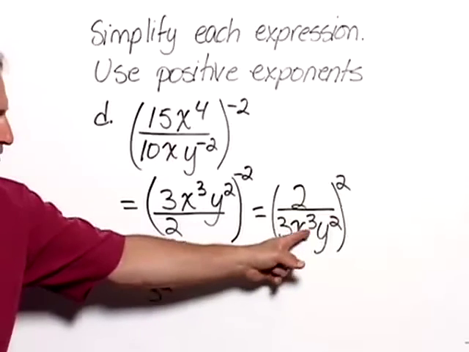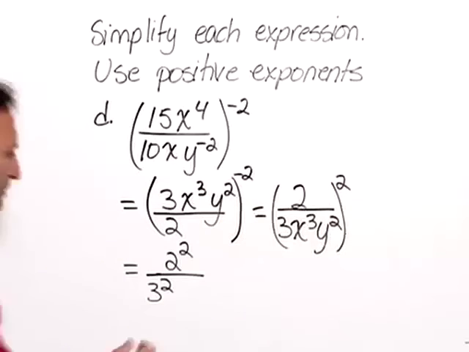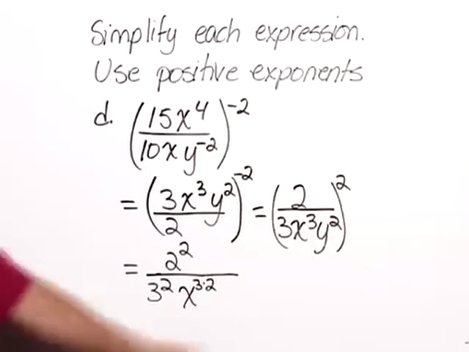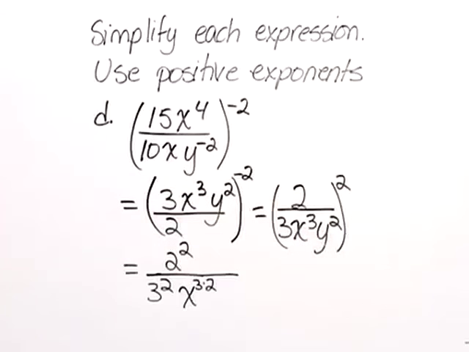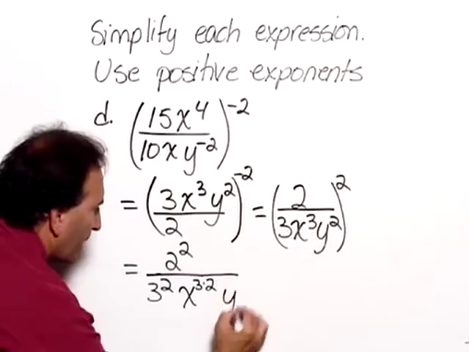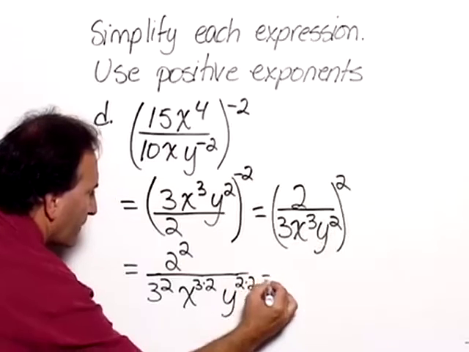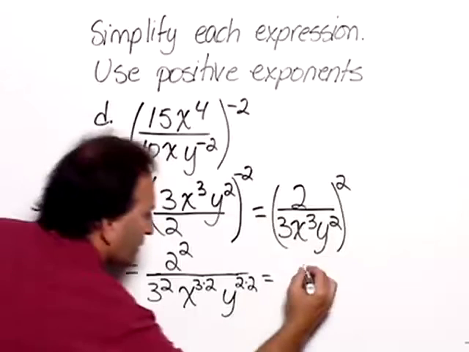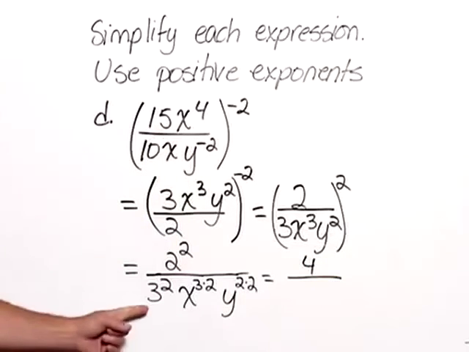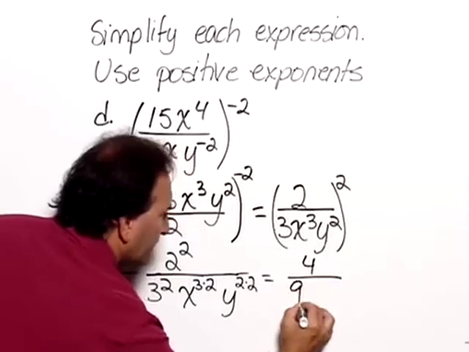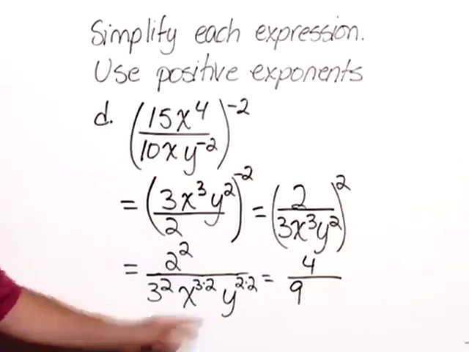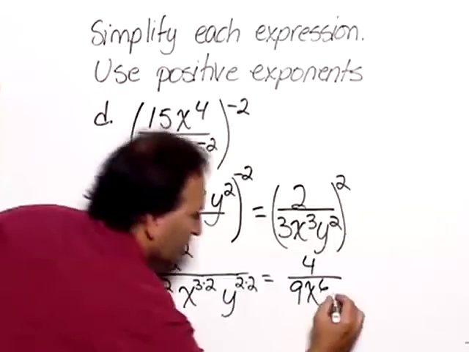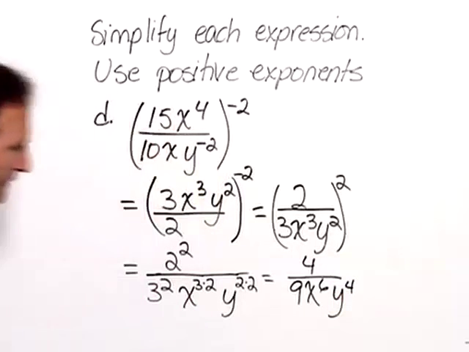Then x cubed and then squared, we multiply those powers. So it's x to the 3 times 2. Similarly, y squared and then that whole expression squared, we multiply the powers 2 times 2. Simplifying it now, for our final answer, we get 2 squared, which is 4, and then we divide that by 3 squared, which is 9. X raised to the 3 times 2 is x to the 6th power, and y to the 2 times 2 is y to the 4th, and that's our final answer.